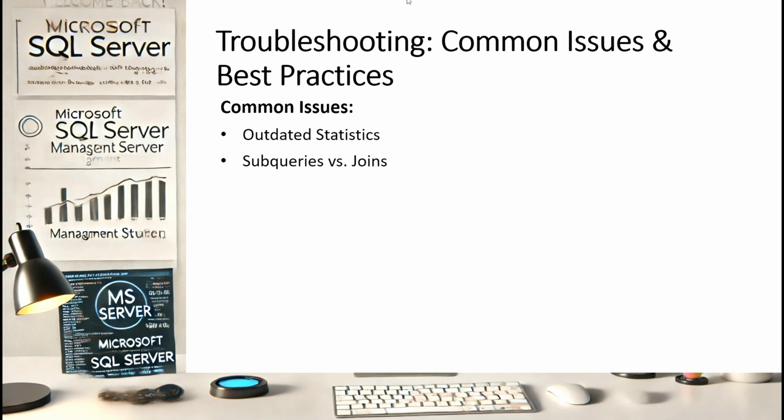Subqueries versus joins. Subqueries can often lead to slower performance because SQL Server has to execute them for each row in the result set. This is especially true when using subqueries in the select clause, like in query 3. Solution, replace subqueries with joins where possible. Joins allow SQL Server to optimize the execution plan better.